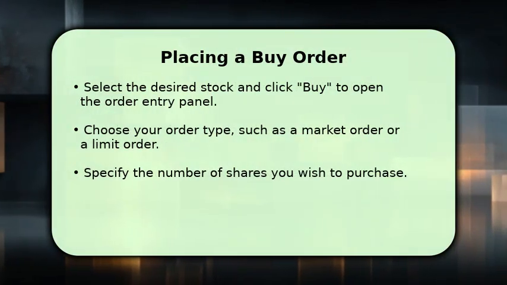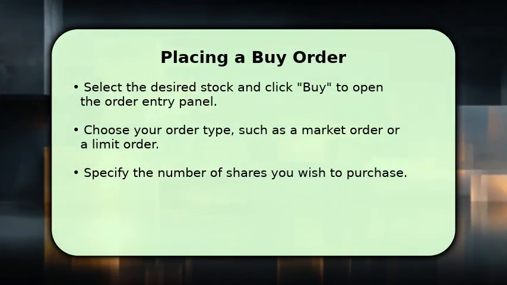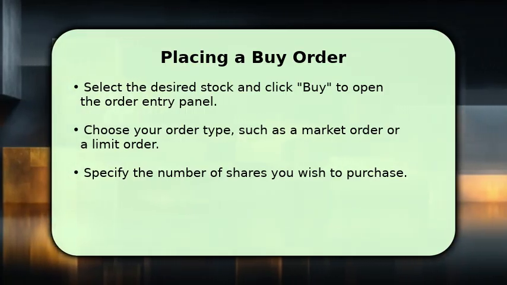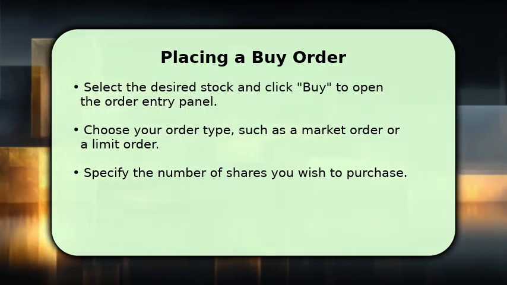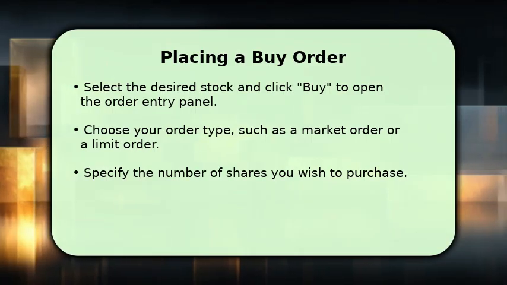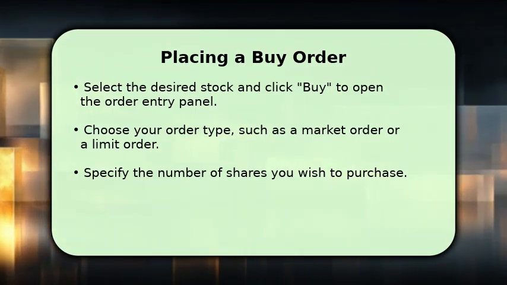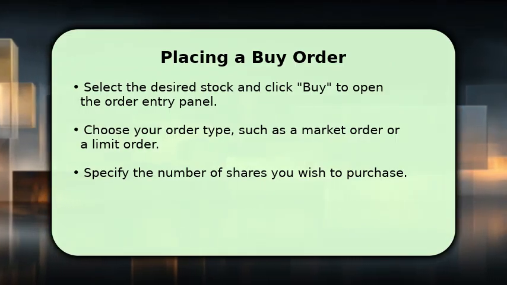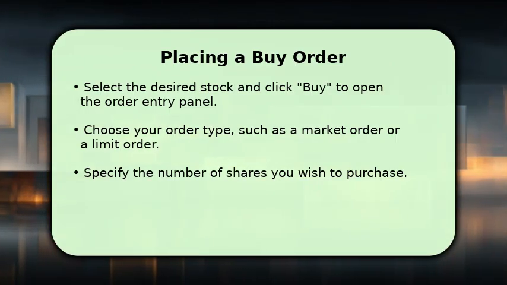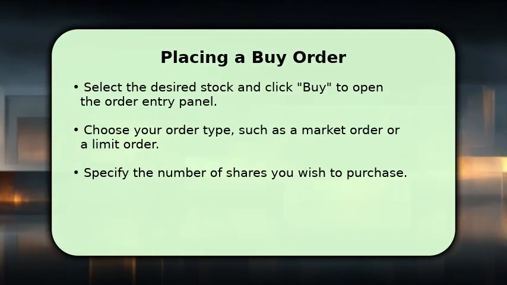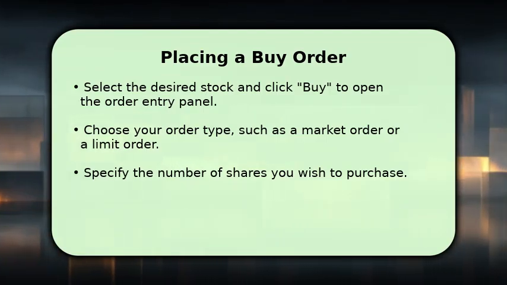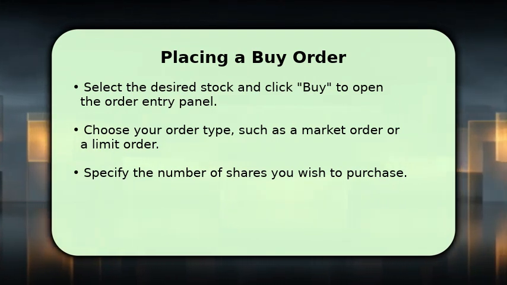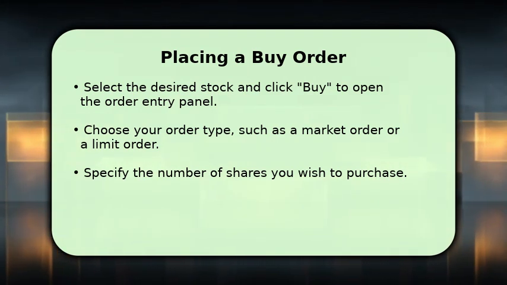After finding your desired stock, click the Buy button to bring up the order entry panel. Here, you will choose your order type. A market order executes immediately at the current price, while a limit order lets you set a maximum price you are willing to pay. Next, specify the exact number of shares you want to acquire. Before finalizing, meticulously review all the details, including the stock symbol, order type, quantity, and estimated cost, to ensure accuracy.